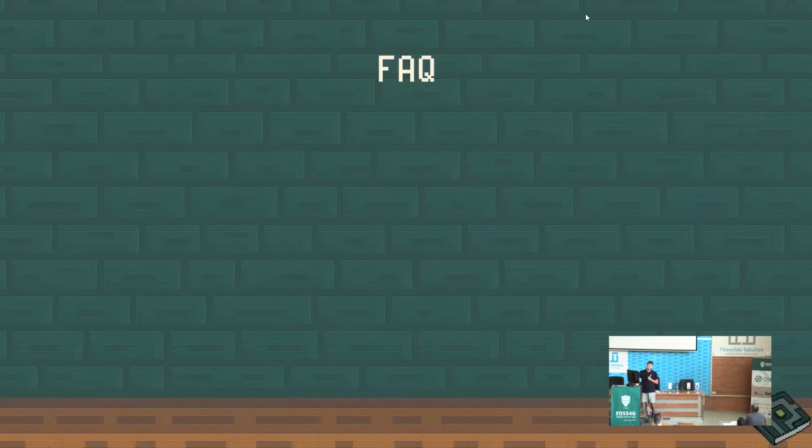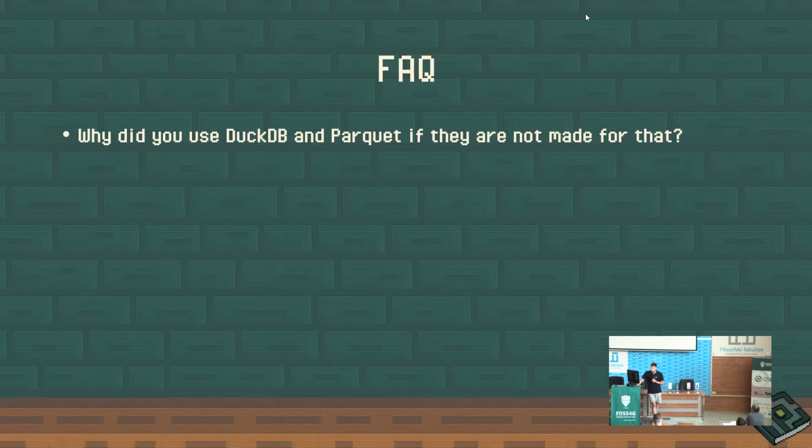Before I finish, I would like to answer some of the frequently asked questions. The first one: why did we even use DuckDB and Parquet if they're not made for that? Well, DuckDB and Parquet are new technologies, so we wanted to test if the newer technologies can bring some better performance. And also, to be honest, currently DuckDB and Parquet are quite flashy names, so we wanted to test them to get you to come here to see this presentation.